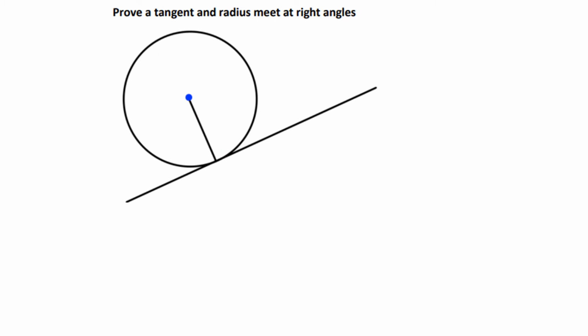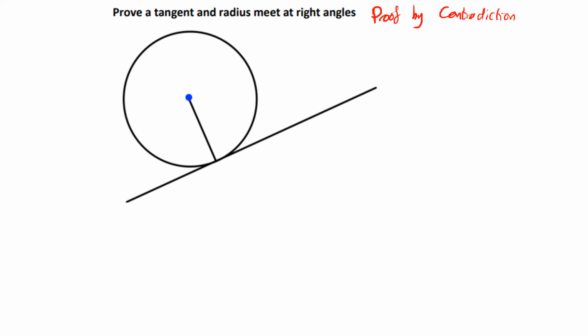Okay, so 2 to go. We're going to prove a tangent and a radius meet at right angles, and this is one of my favorite things as far as math proof goes. This is a proof by contradiction. So in English, contradiction is where something you say doesn't match up to something else that you say. And that's exactly how a maths proof by contradiction works.